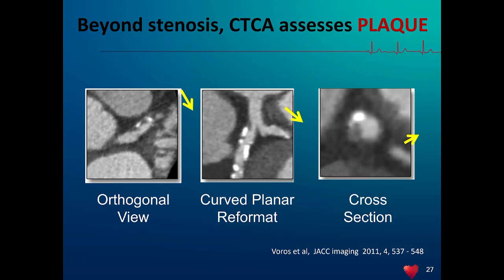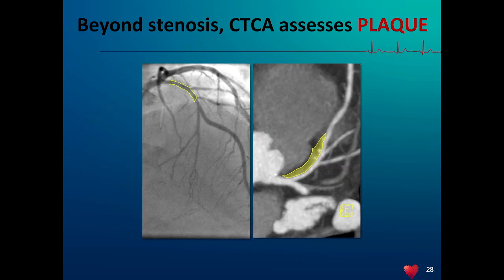Now, we don't just do CTCA to assess the amount of stenosis or obstructive disease. The current generations of CT scanners are really good at identifying plaque morphology and what we call high-risk plaque characteristics. And again, the plaque may not be intraluminal, it may be extraluminal, but that can also give us a lot of information, especially if you're looking for high-risk plaque features or microcalcifications.